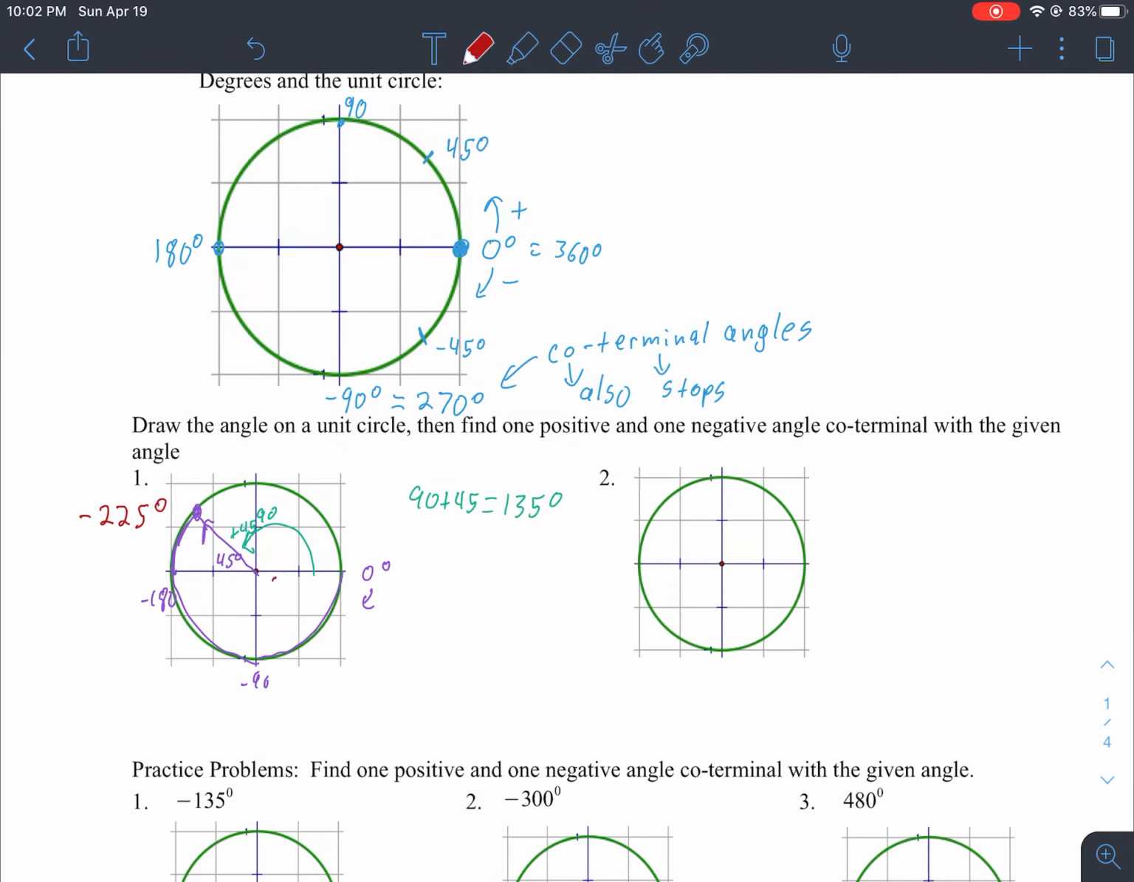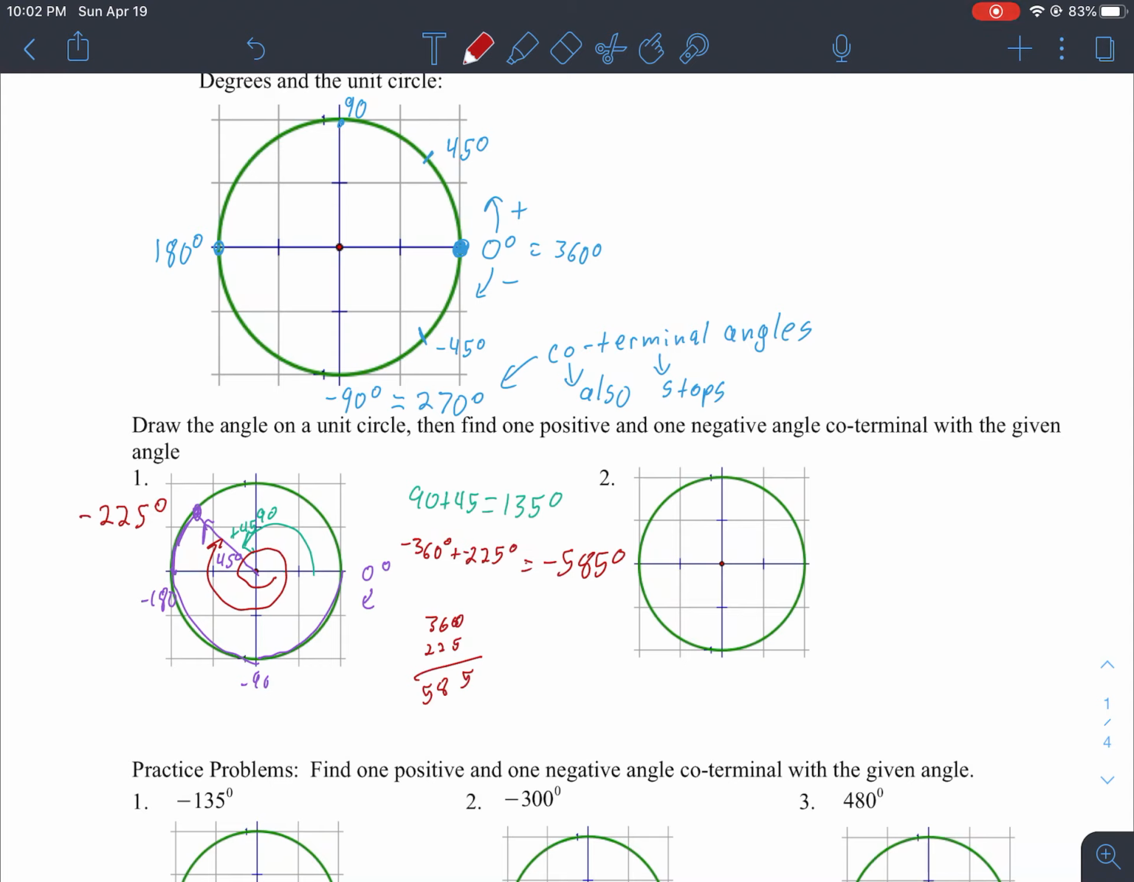How about we just go all the way around? If we do a 360 and then 225 more, we'd have it. So how about doing a 360 and 225 more? Those are both negatives. Okay. So what is 225 plus 360? 585. So that's negative 585 degrees. That was pretty interesting.